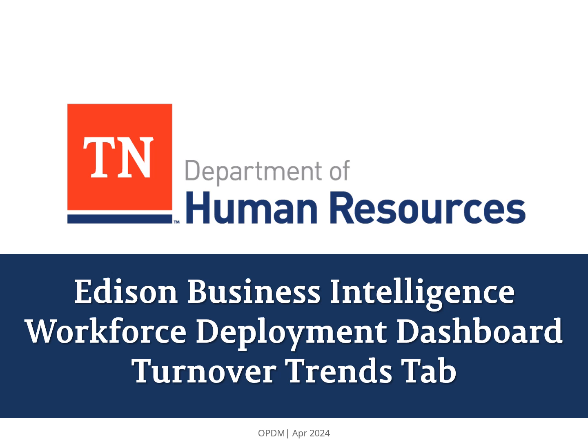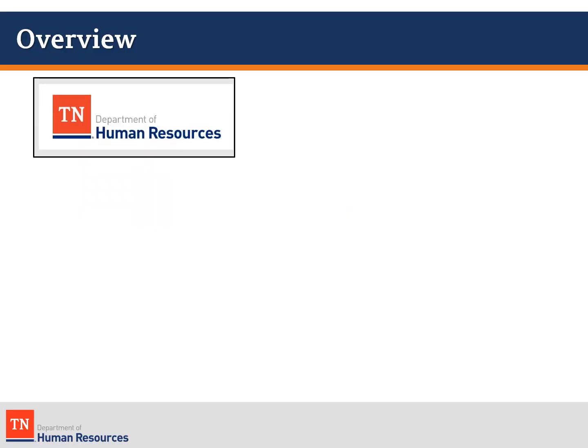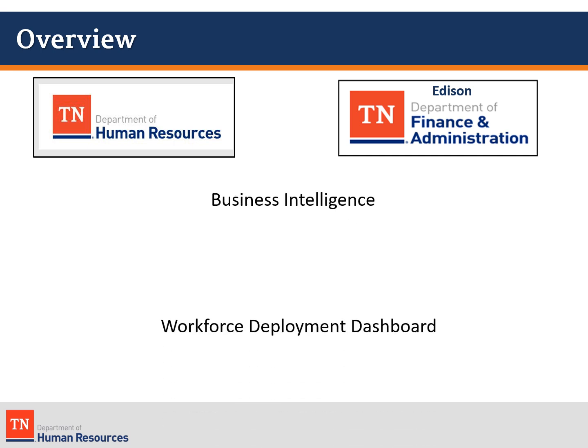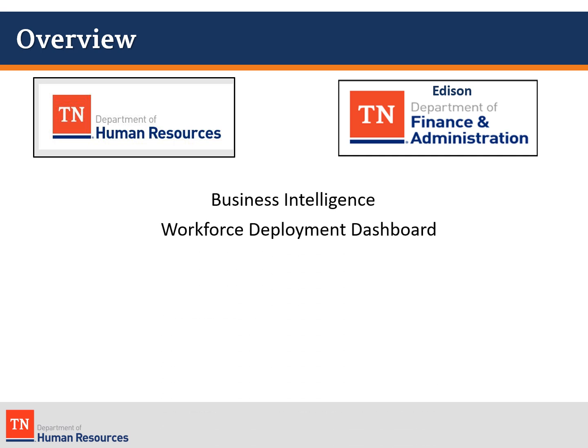This video will review the Turnover Trends Report tab on the Workforce Deployment Dashboard. The Department of Human Resources and the Edison Business Intelligence team in the Department of Finance and Administration have collaborated to build an easy-to-read series of dashboards in the Business Intelligence module of Edison. The Workforce Deployment Dashboard contains key human capital management data metrics that begin at the highest level, such as staffing, turnover, and demographics, in an easy-to-read format.